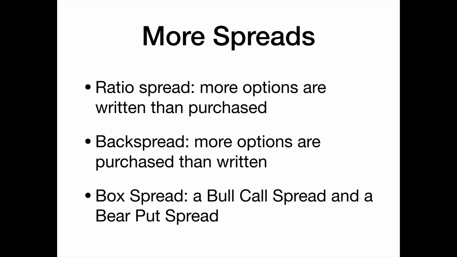Finally, a box spread. We're going to talk about this in a later lecture. You might hear it, so I wanted to get the term out there. A box spread is just a combination of a bull call spread, in other words, a call spread that profits if the underlying stock goes up, and a bear put spread. A bear put spread profits if the underlying stock goes down.